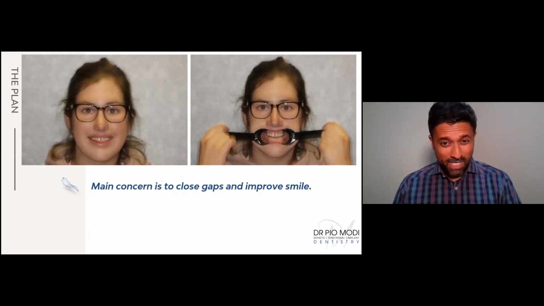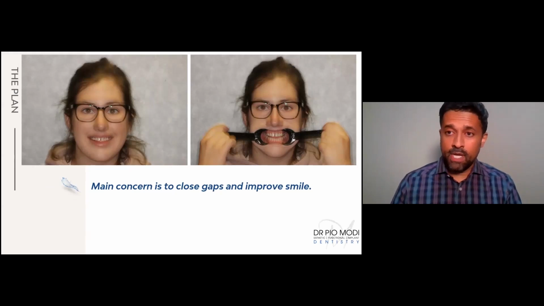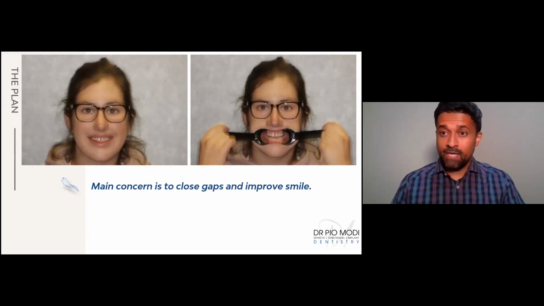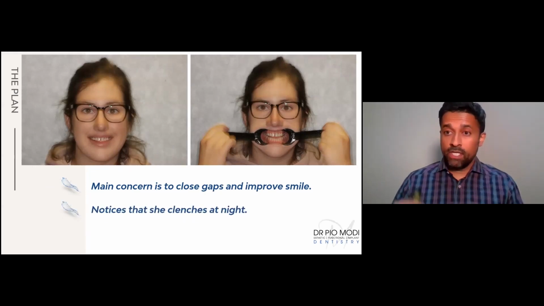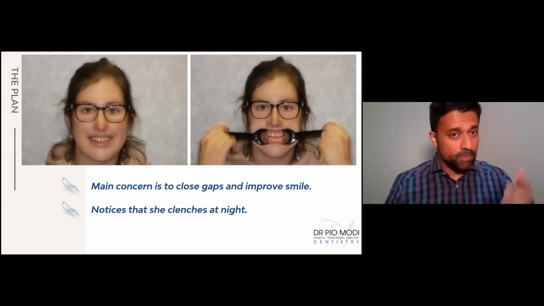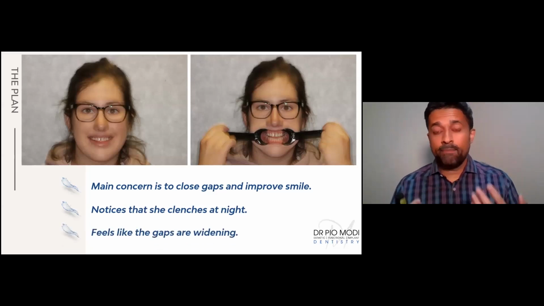Her main concern is to close the gaps on her front teeth. This is why she went to the orthodontist first, and he referred her to me because he thought it would be better handled with cosmetic dentistry. She notices that she clenches at night, so she does have some headaches and issues that way. And she also feels like her gaps are widening.